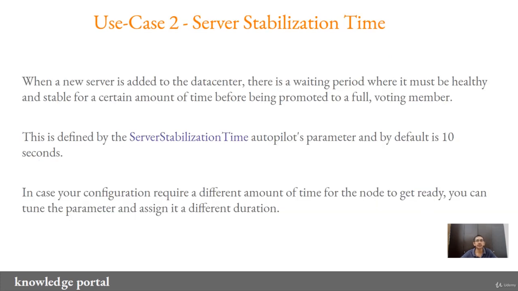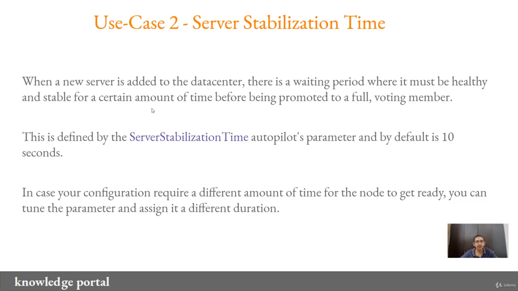Now let's look into use case 2, server stabilization time, for which we'll also have a practical. It states that when a new server is added to the data center, there is a waiting period where it must be healthy and stable for a certain amount of time before being promoted to a full voting member. This is a very important part to remember. So if you are joining one more server within the cluster, that server will not be immediately a voting member for a quorum. It must be healthy and stable for a certain amount of time.